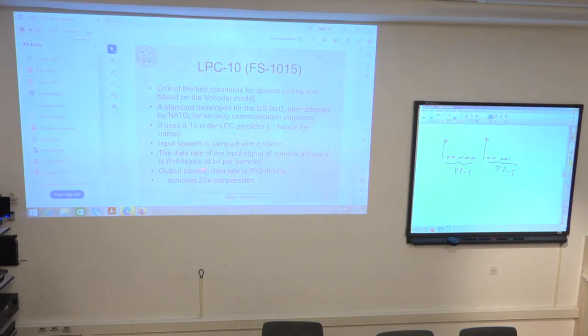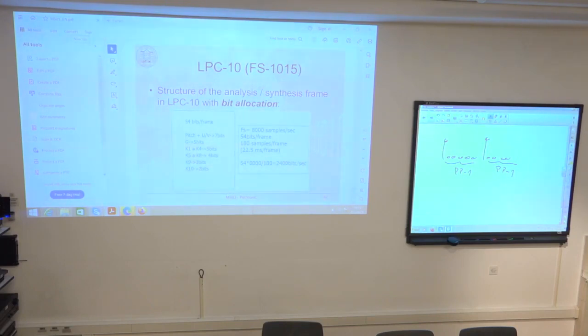The data rate at the input is normal speech sampled at 8 kilo samples per second, and each sample is represented as 8-bit value. So we have input rate of 64 kilobits per second. And output data rate is only 2.4 kilobits. So it achieves 27 times compression of the input rate.